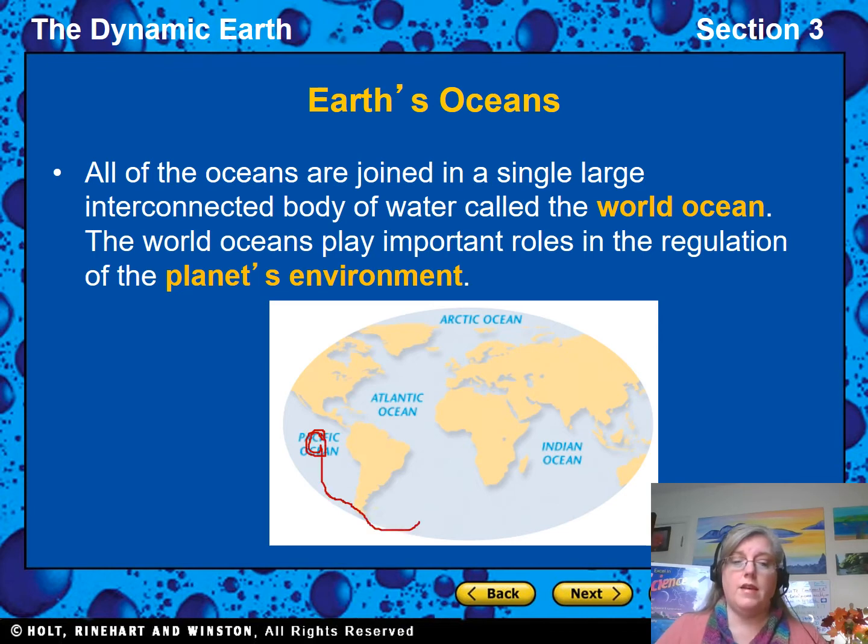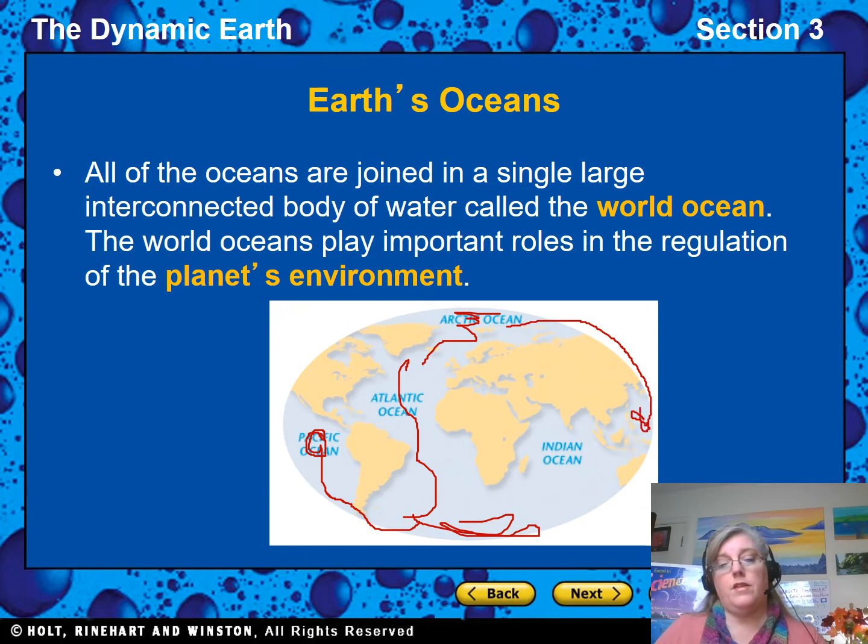It's connected down here at the bottom. This is the Southern Ocean around Antarctica. It's connected to the Atlantic, and this is connected to the Arctic Ocean. And swinging back around here, this is the other side of the Pacific over here, and it's connected to the Indian Ocean, which is also connected to the Southern Ocean. That is one ocean, okay?